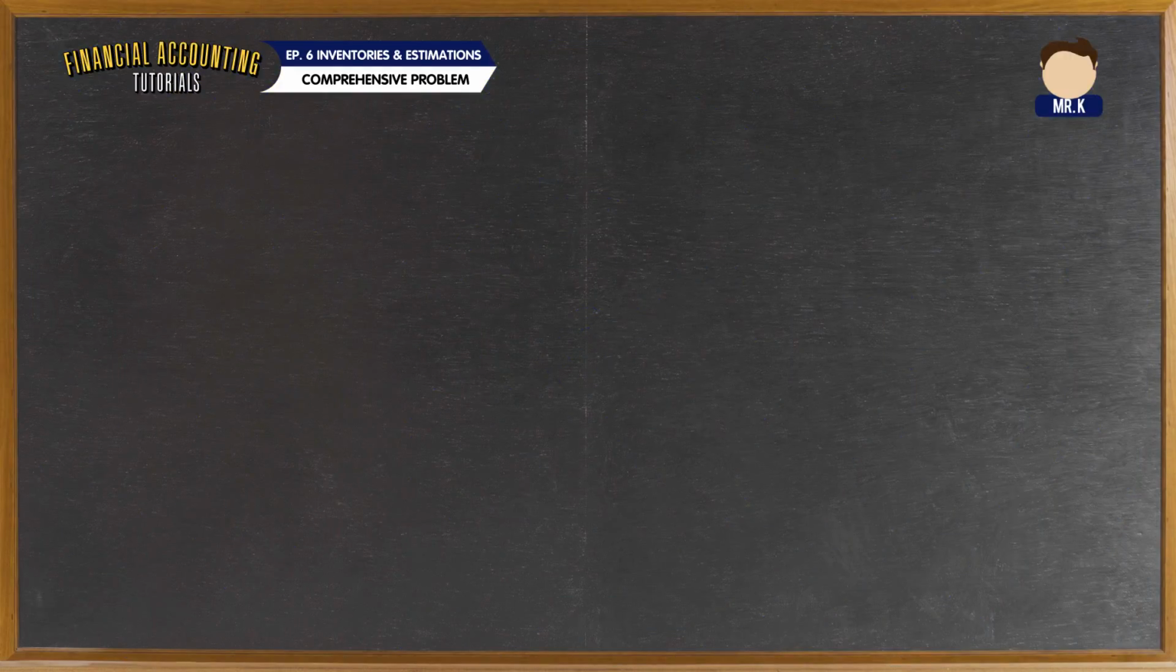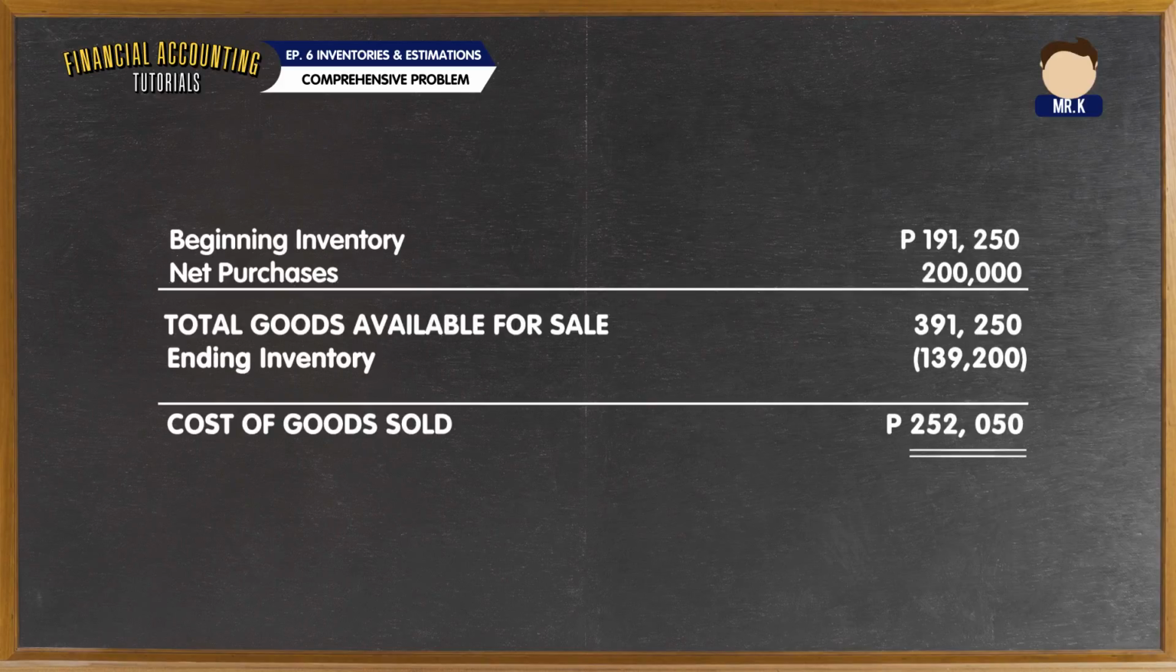For the next requirement, under FIFO cost formula is under periodic inventory system. For the computation of cost of goods sold, we add the beginning inventory amounting to 191,250 pesos to the net purchases of 200,000 pesos to have our total goods available for sale amounting to 391,250 pesos. Then we deduct it with the ending inventory amounting to 139,200 pesos, and our cost of goods sold is equal to 252,050 pesos.